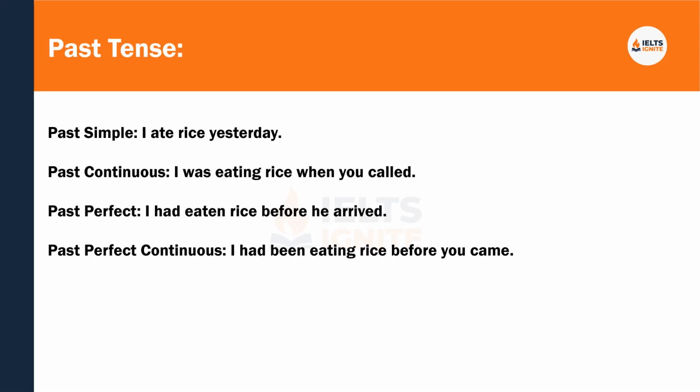2. Past tense. Past simple. I ate rice yesterday. Past continuous. I was eating rice when you called. Past perfect. I had eaten rice before he arrived. Past perfect continuous. I had been eating rice before you came.